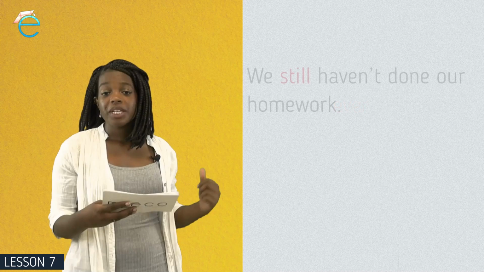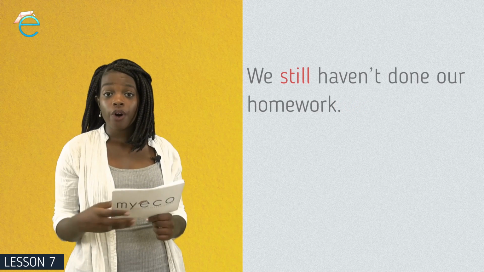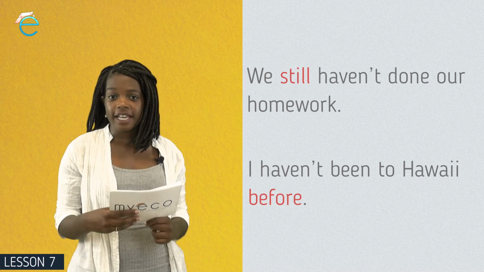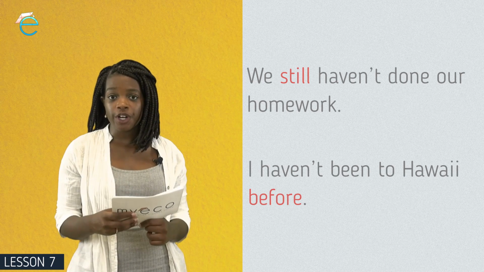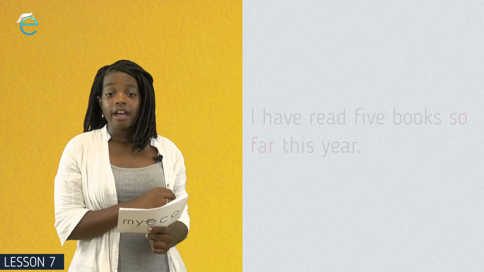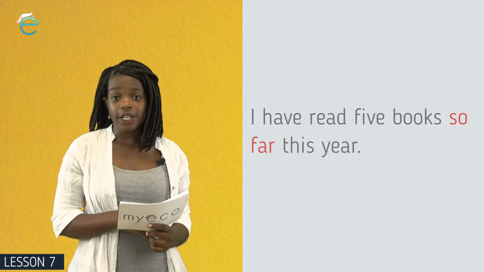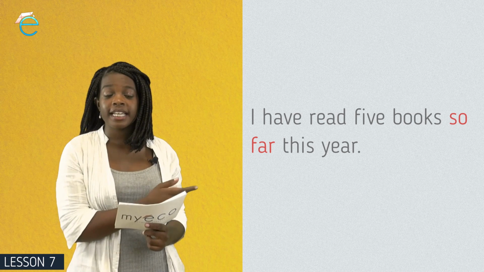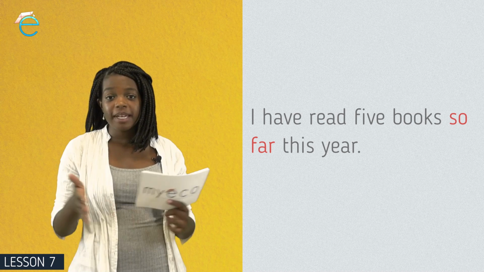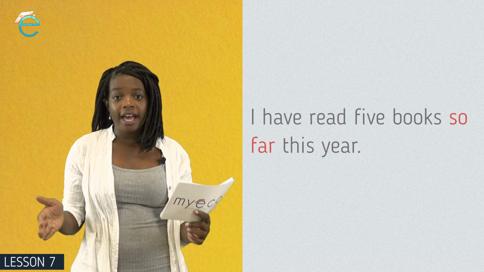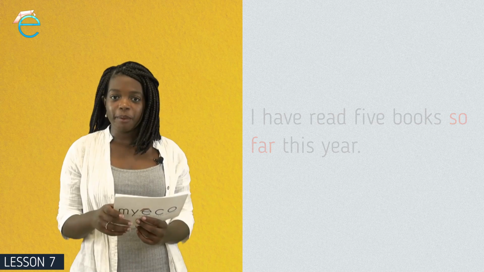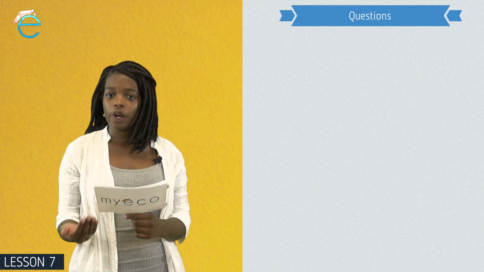Next example, we still haven't done our homework, or I haven't been to Hawaii before, are the same negative sentences, something that has not occurred. And lastly, I have read 5 books so far this year. So here in this sentence, what's important for us to look at is this year. We have been given a duration of time, and it shows us that in that period of time, they have read 5 books.